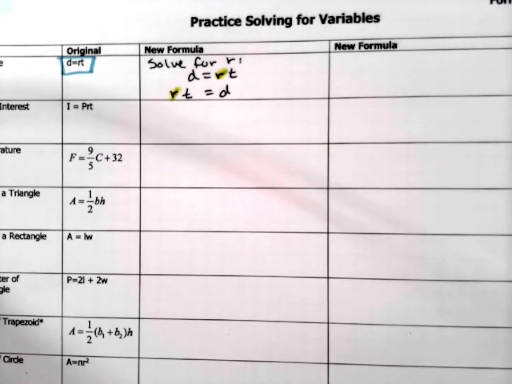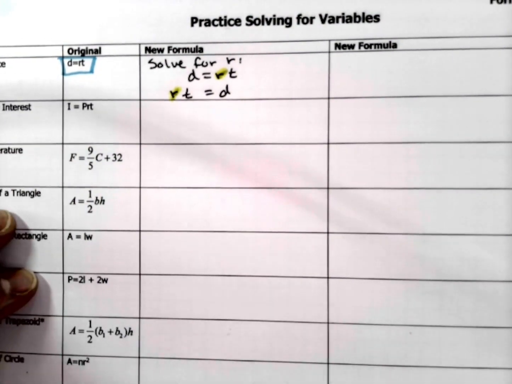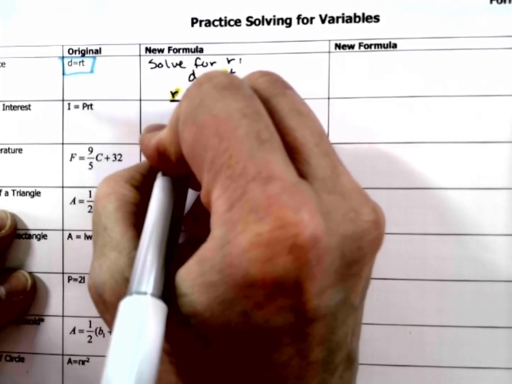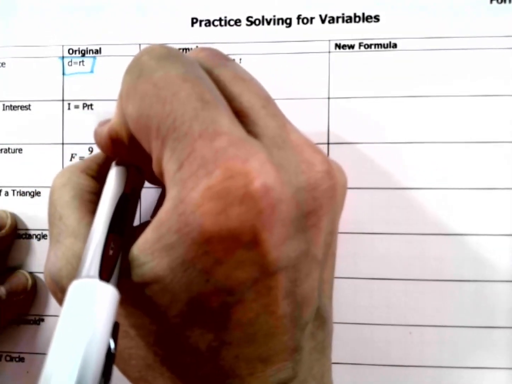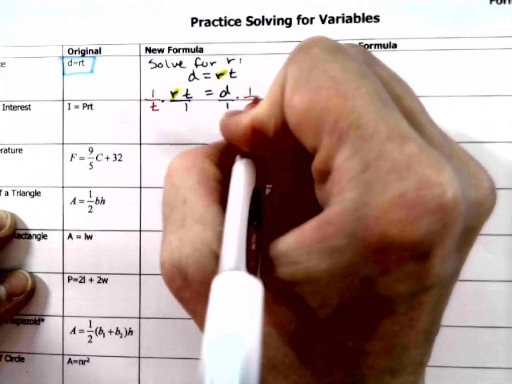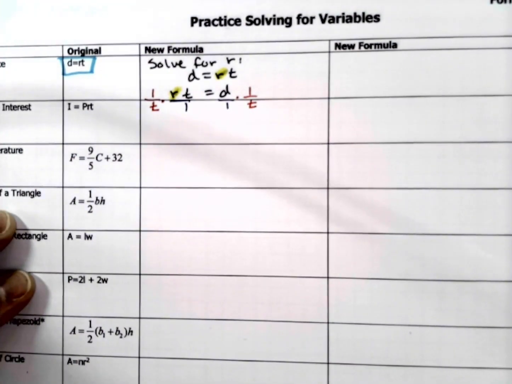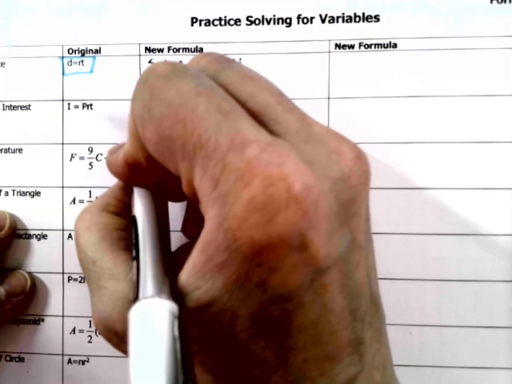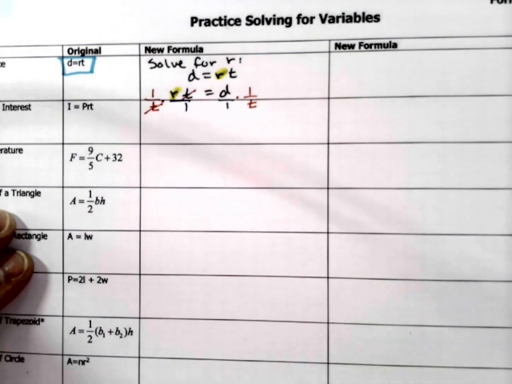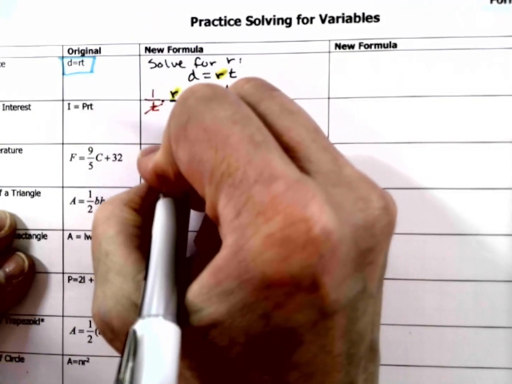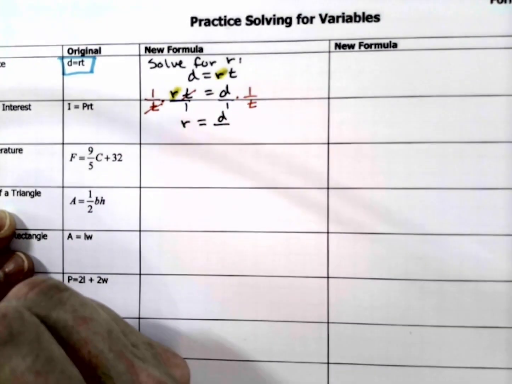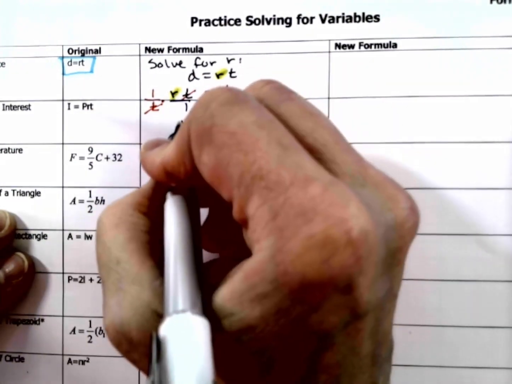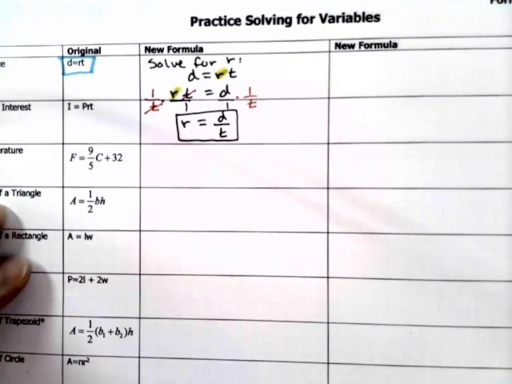So to get rid of the T, we're going to get rid of it just like we do a scalar. You're going to put both sides over 1, and you're going to multiply by what you want to cancel. You want the T to cancel, so you're going to multiply by 1 over T on both sides, just like you would a normal reciprocal. So the T and the T cancel, and R is alone. On the right, tops times tops, D times 1 is D, bottoms times bottoms, 1 times T is T, and you have solved for R.